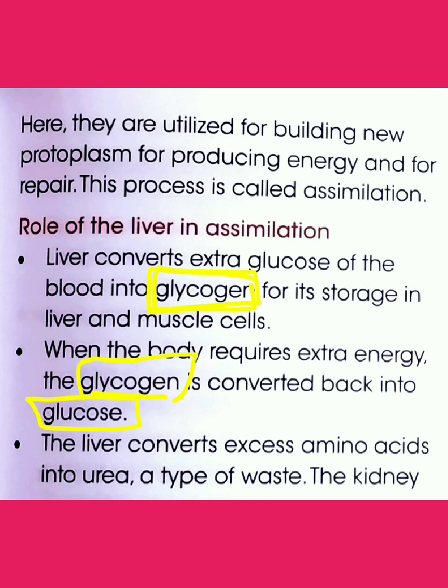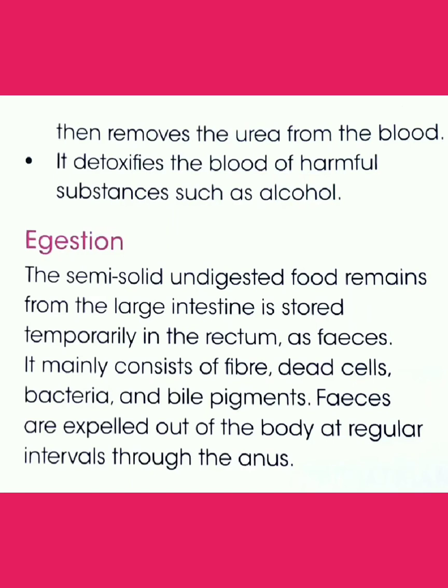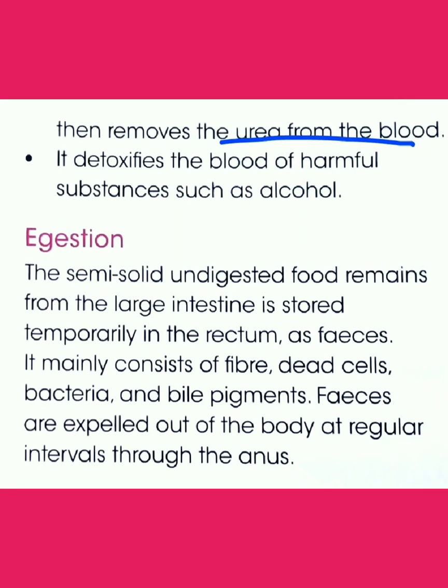Even our liver converts the excess amino acids into urea. Urea is not a useful product, it is a waste of our body. And if it is waste, how is it removed from our body? There is an organ called the kidney that removes this urea from our blood. As we know, the kidney filters our blood, so it removes urea from our blood. Not only this, the liver also detoxifies the blood of harmful substances such as alcohol. So alcohol is harmful for our body.